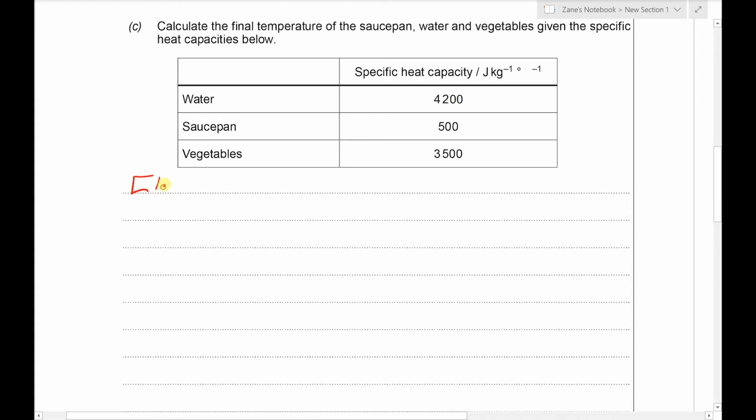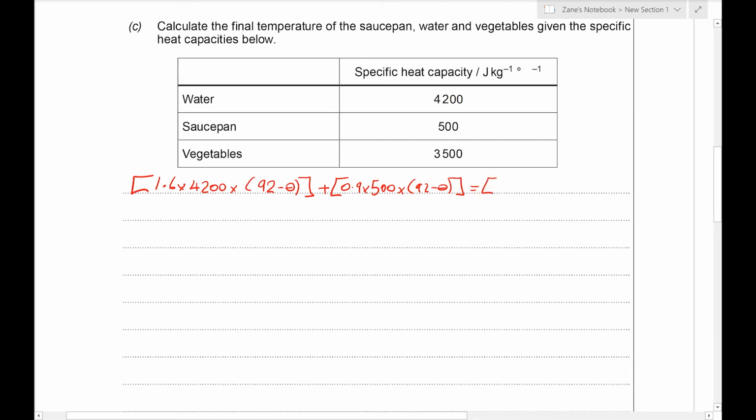water. There was 1.6 kilograms of specific heat capacity, 4,200 joules per kilogram per Kelvin, and it's going to drop from 92 degrees to a final temperature of theta. Now it's important when doing these method of mixtures questions to put the temperature change in such a way that it will give a positive number. So here theta is going to be less than 92, and therefore 92 minus theta is positive. We've also got the energy lost by the saucepan. The saucepan was 0.9 kilograms, 500 for the specific heat capacity, and the same change of temperature.